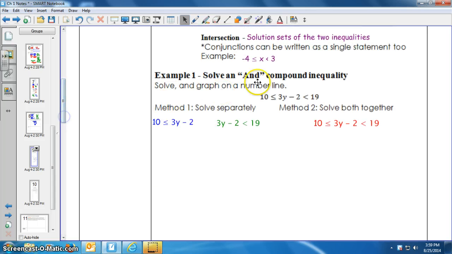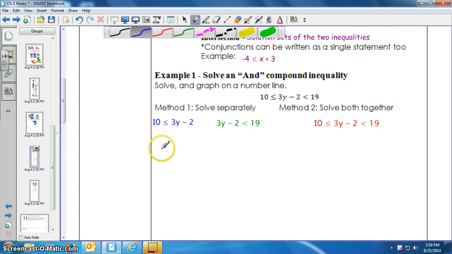So let's go ahead and solve an "and" compound inequality. Here it is written as the conjunction all together, a single statement. And we have two methods. The first method is where we solve them separately, kind of pull them apart. If we cover up the right-hand side here, we can see that 10 is less than or equal to 3y minus 2. So that's my inequality here. Then cover up the left-hand part, and we get 3y minus 2 is less than 19. Here that is in green.